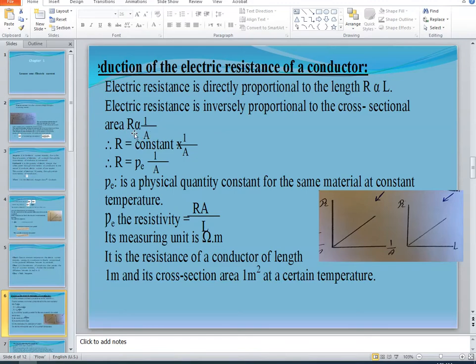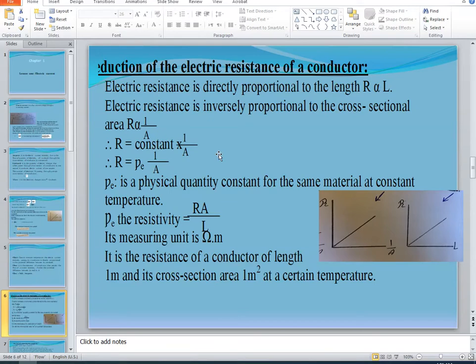So we can say that R proportional to L over A. Is this form an equation? It isn't a mathematical equation, of course, but it's called inequality. We need to convert this inequality to mathematical equation. So we'll replace the sign with equal and we will put beside it constant. So R equal constant times L over A.